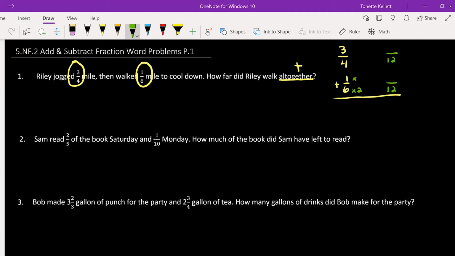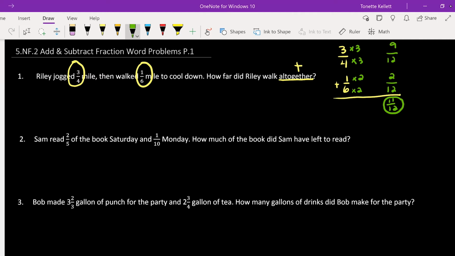So whatever you do to the denominator, you do to the numerator. 1 times 2 is 2. 4 times 3 is 12. So 3 times 3 is 9. Add these two together, you get 11/12.